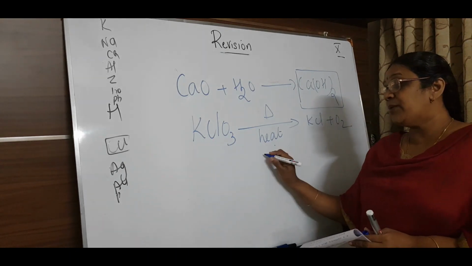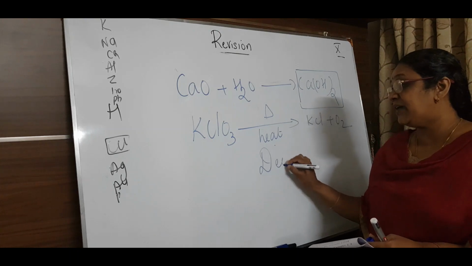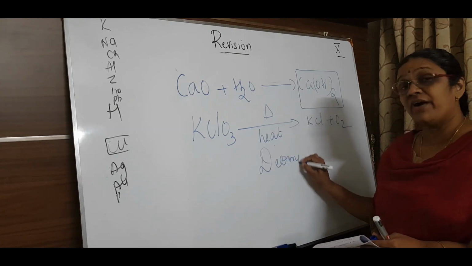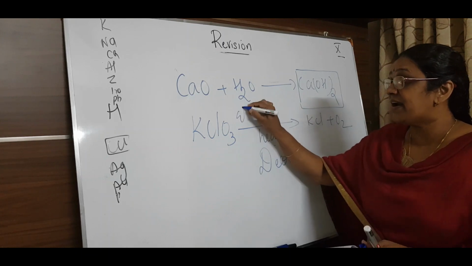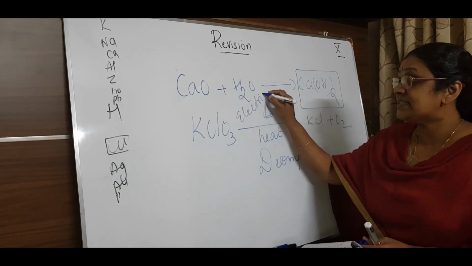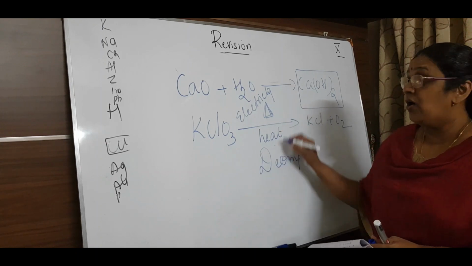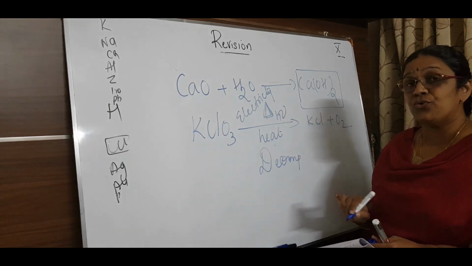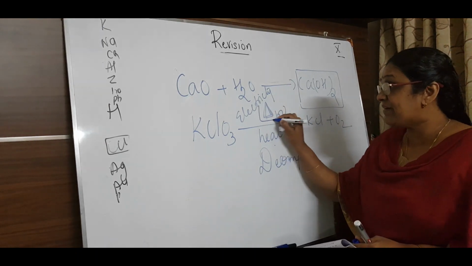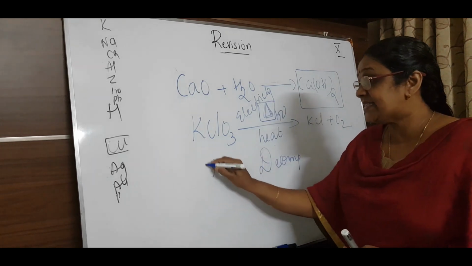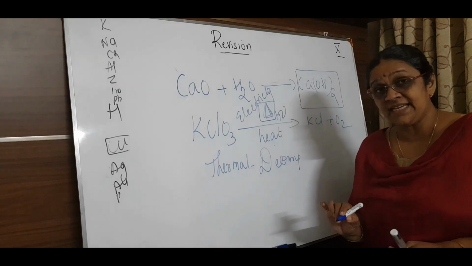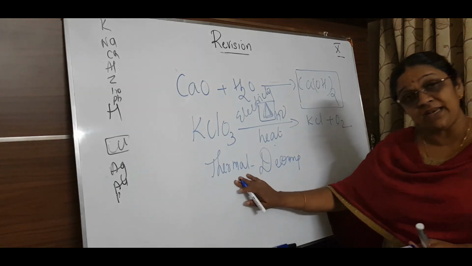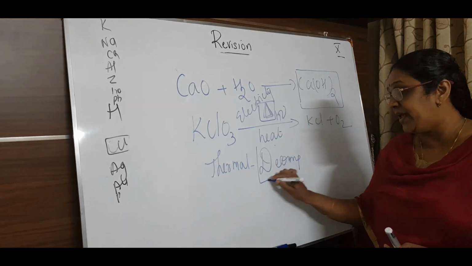Now some children will write only decomposition reaction. They will lose half a mark there. Why? Because since it is given as heat, otherwise it will be given as electricity. So it is electrolytic decomposition. Or if it is sunlight, h nu, photolytic. Now it is given as heat. So it is called thermal decomposition. So don't make such mistakes. You have to write thermal decomposition, not simply decomposition.